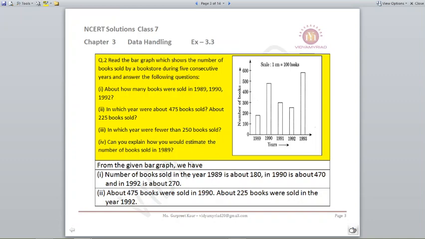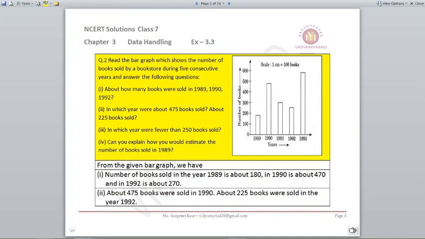Question number 2. Read the bar graph and answer the following questions. Number 1, how many books were sold in 1989? See the graph, it is somewhere around 180. In the year 1990, it is somewhere around 470. And in 1992, it is somewhere around 270.